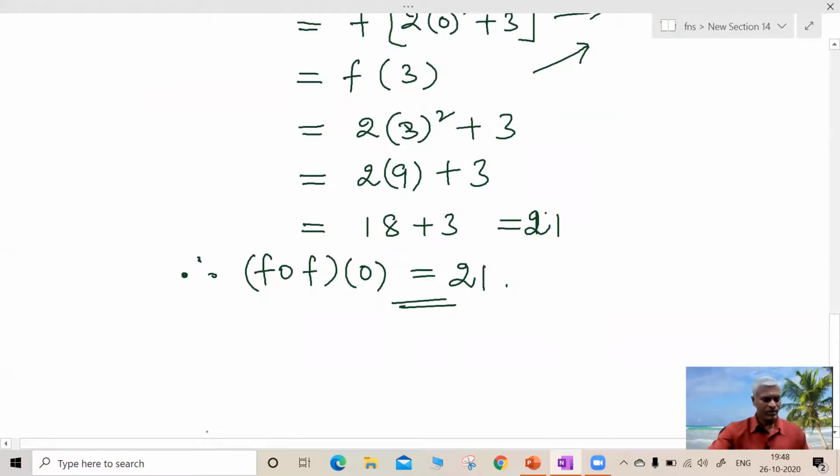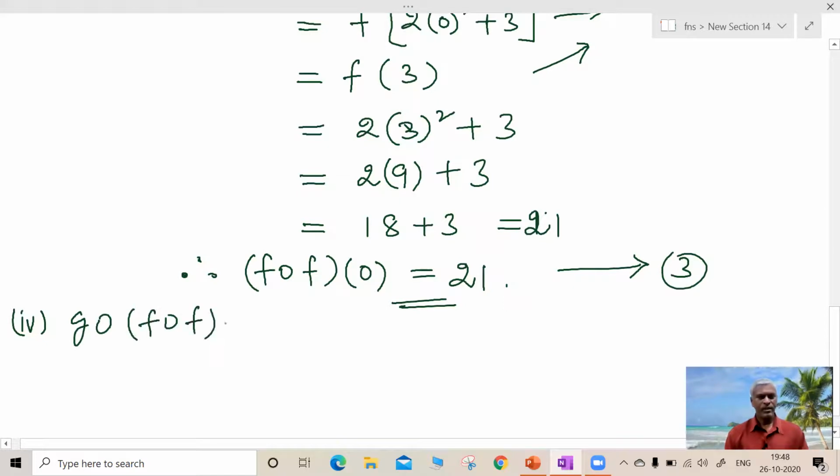And the last bit, you can number it as 3. Next, the fourth one, G circle F circle F of 3.